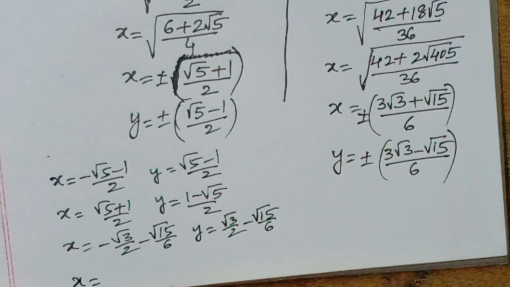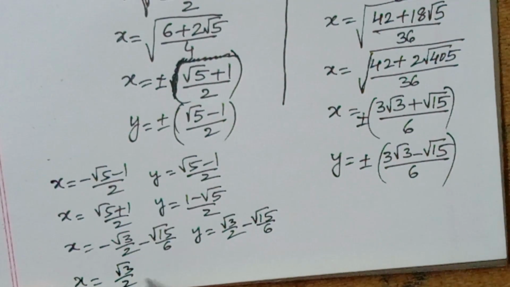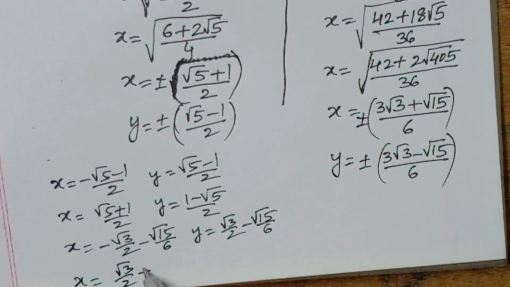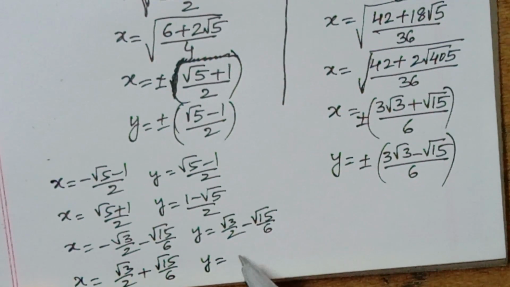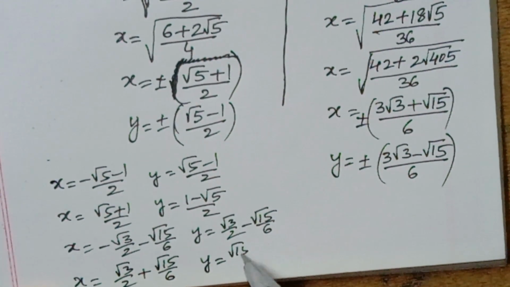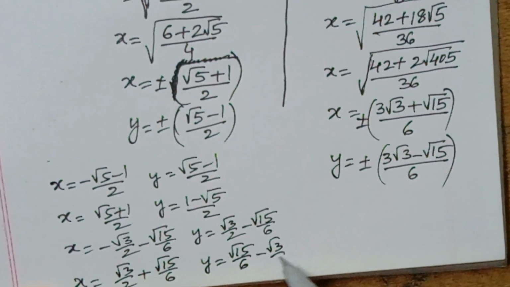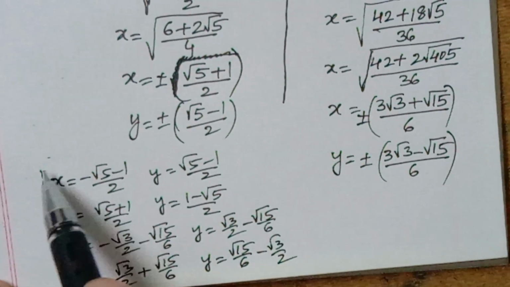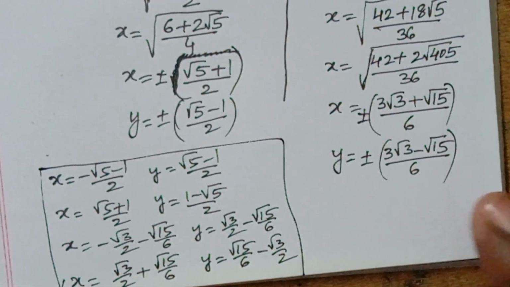Second case, x is equal to root 3 by 2 plus root 15 by 6, y will be root 15 by 6 minus root 3 by 2. So these are the possible values of x and y.